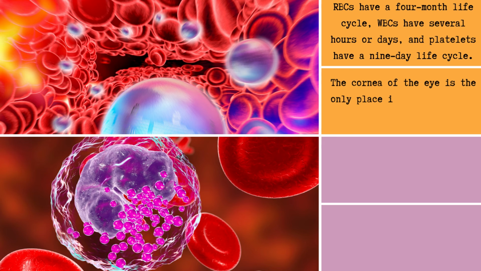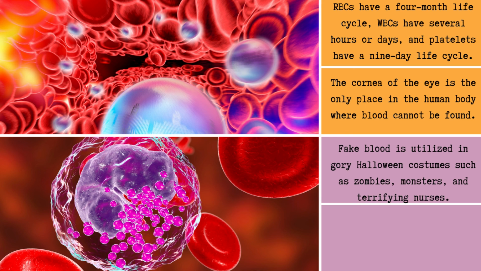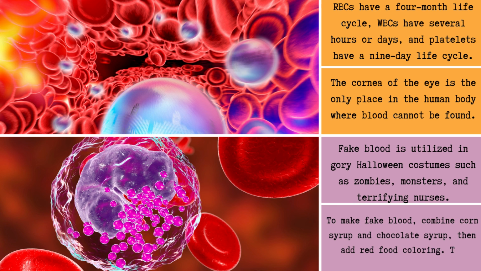The cornea of the eye is the only place in the human body where blood cannot be found. Fake blood is utilized in gory Halloween costumes such as zombies, monsters, and terrifying nurses. To make fake blood, combine corn syrup and chocolate syrup, then add red food coloring. The mixture turns a deep red color.